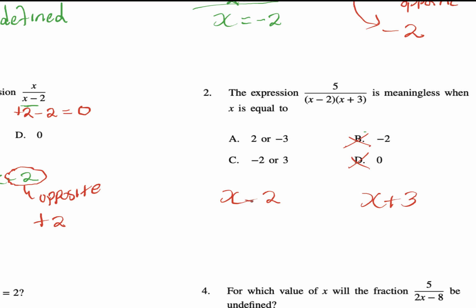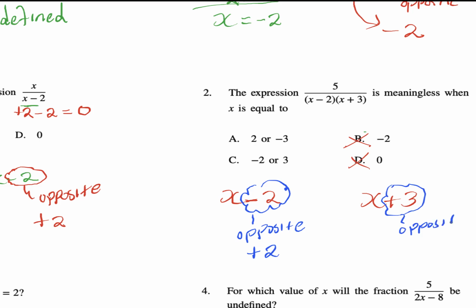So over here, I said I'm not going to solve, so I'm going to eyeball. Notice here, I'm taking the sign, so that's a negative 2. The opposite is going to be a positive 2. Over here, that's a positive 3. The opposite is going to be negative 3. So I'm looking for positive 2. Oops, that's a 3. And a negative 3. So your answer is A.